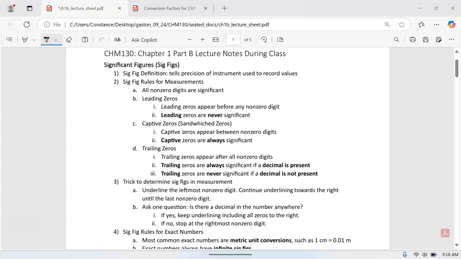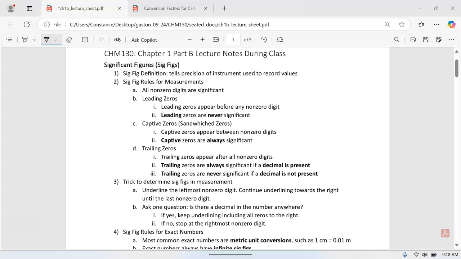Now, the rules for significant figures. The first one and the easiest one is that all non-zero digits are considered significant. Okay, so the tricky part is your zeros. If the zeros are what we call leading, if they come before any non-zero digits, then those are never significant. If the zeros are held captive between two or more non-zero digits, so if they're sandwiched between non-zero digits, then those zeros are always significant.